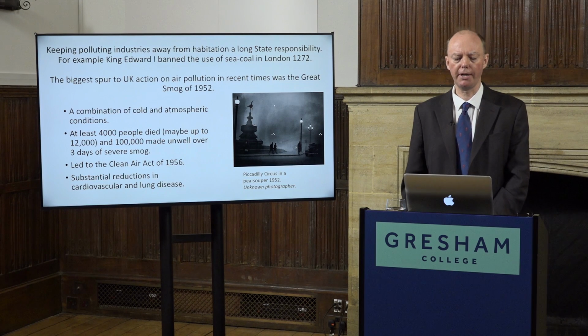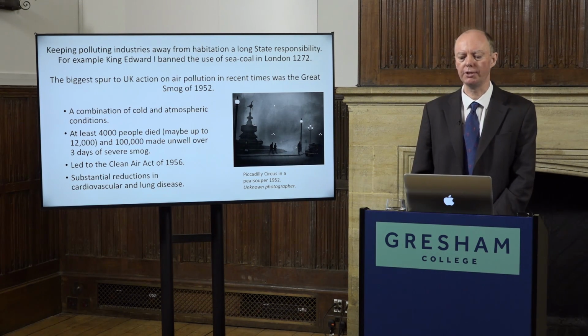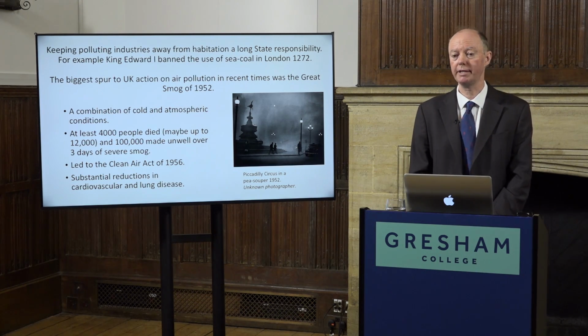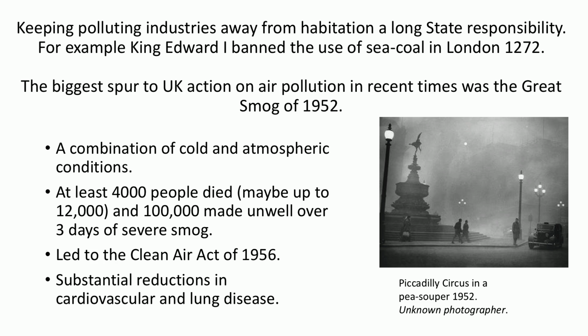The biggest spur to UK action on air pollution was the Great Smog of 1952. And this is when a combination of cold and atmospheric conditions in a period when coal was used as the principal heating and also power generating source led to at least 4,000 people dying over 3 days of severe smog, and it may have been as much as 12,000, so a really quite astonishing impact.